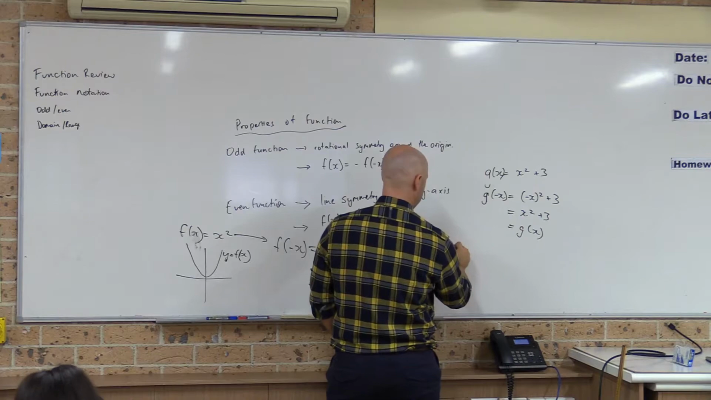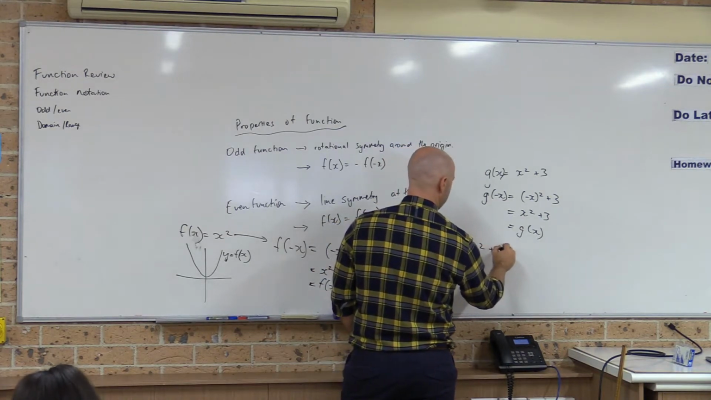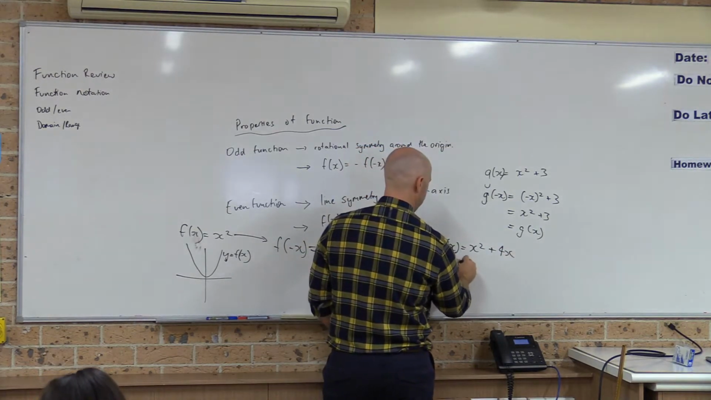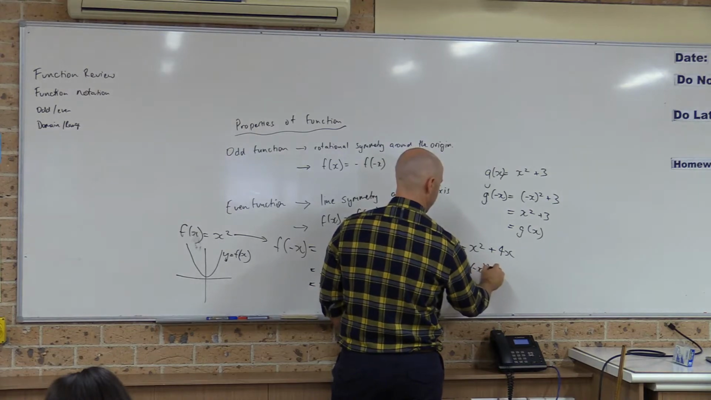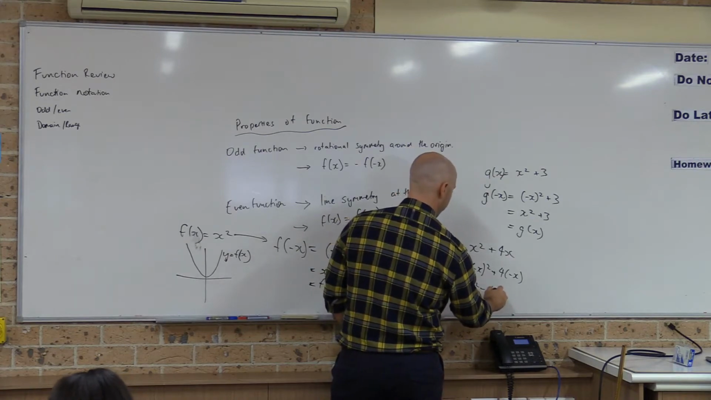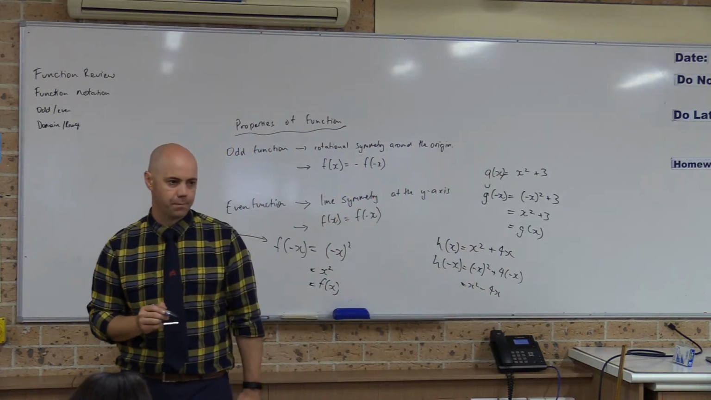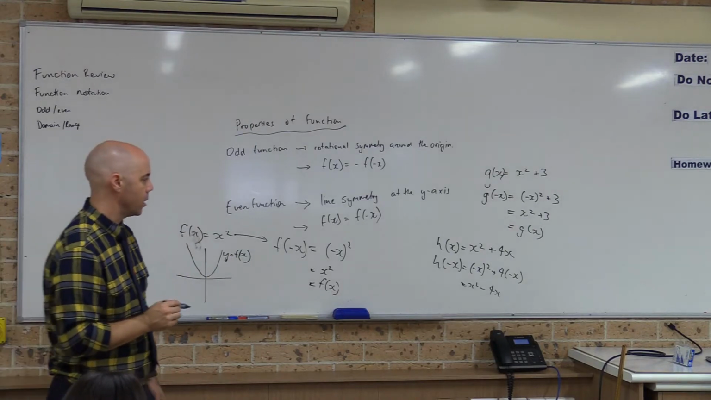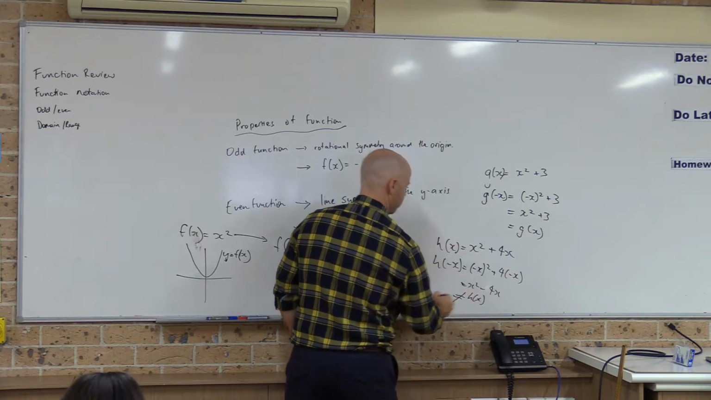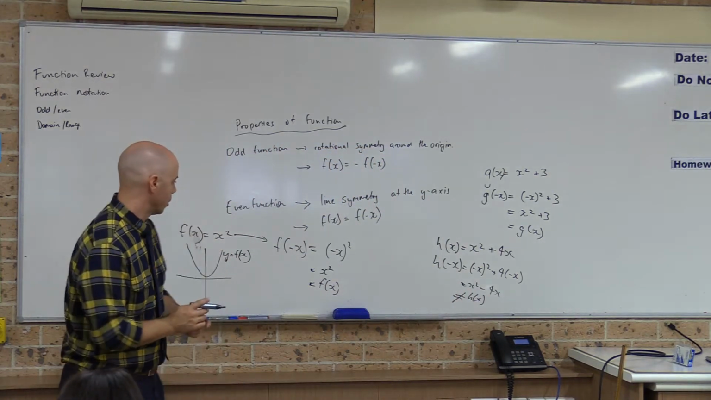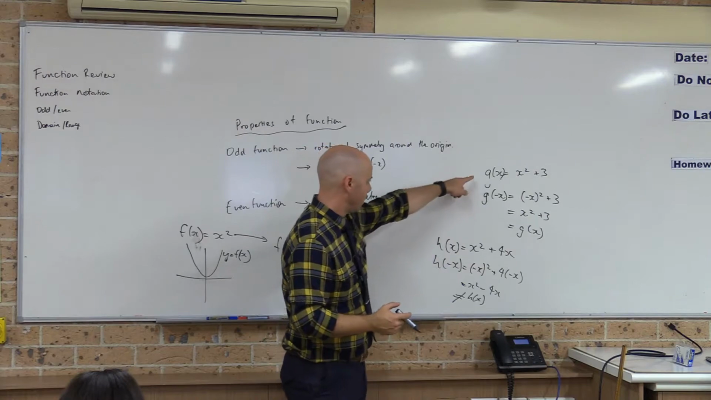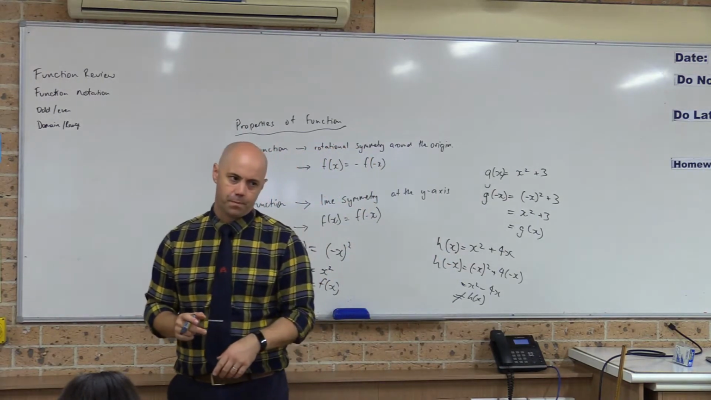Let's take another one. H of x equals x squared plus 4x. H of negative x is negative x squared plus 4 lots of negative x, which equals x squared minus 4x. Not the same. Okay, so it is not the same as h of x. So some functions we can put in negative x and get the same function as the original one. Up here was the same. Not all of them do.